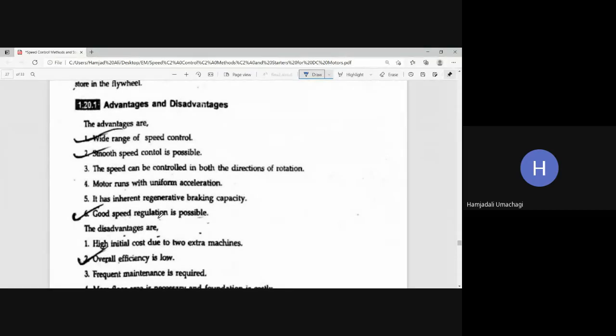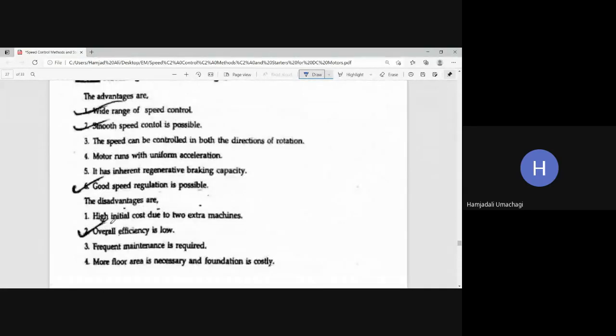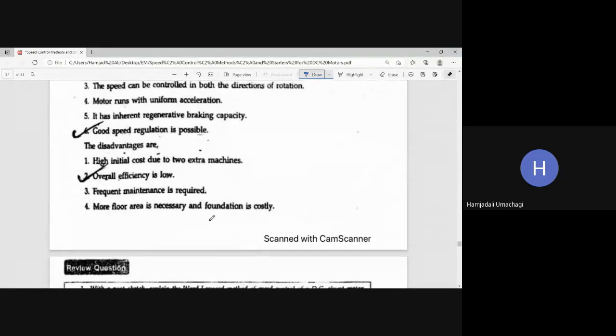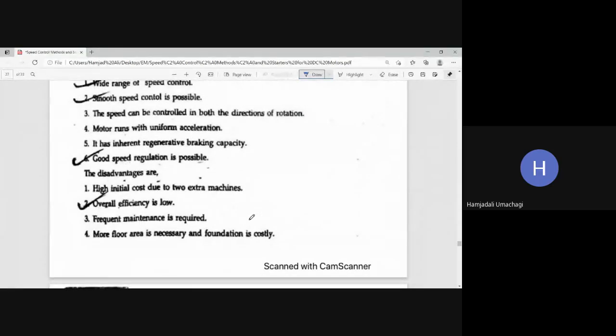So the drop in speed is small here. But the disadvantage is high initial cost due to two extra machines. So just to control one single machine, you need two more machines. Because of that, it is not a good thing. It is costlier. Overall efficiency is low, because we are using more machines here, so losses will be more and efficiency will reduce. Then frequent maintenance is required. More floor area is necessary and the foundation is costly, since the machines' weight and size are large. For installation and mounting, you need a large floor area and a large foundation. So all these are expensive and costly. Is it clear, all of you?